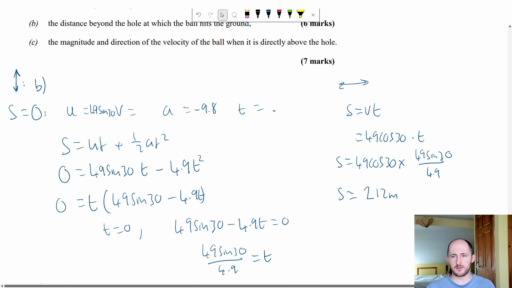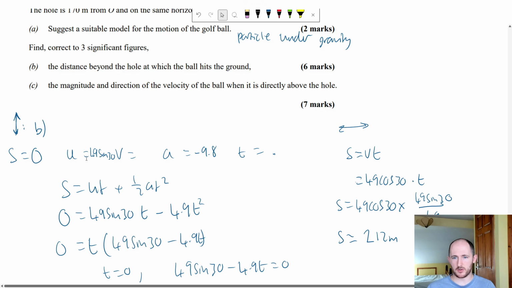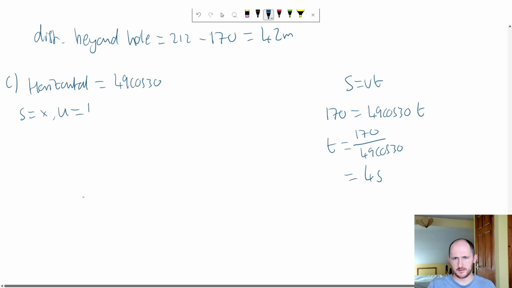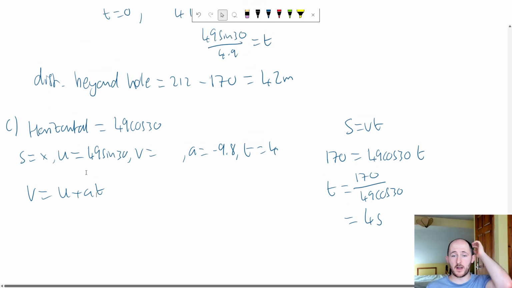We're still going to use all of this suvat, except we can ignore S, I shouldn't need to worry about. U I am going to care about. I'm going to call it 49 sine 30. V is what we're trying to work out. A is minus 9.8, and the time is 4 seconds. So we're just going to use V equals U plus AT in order to work out the vertical component.